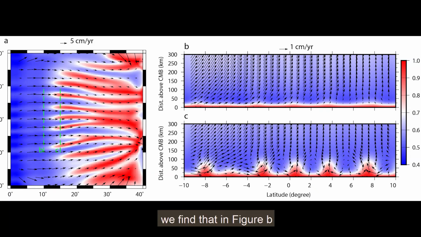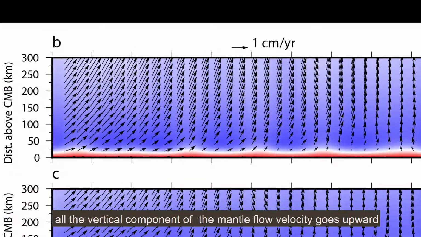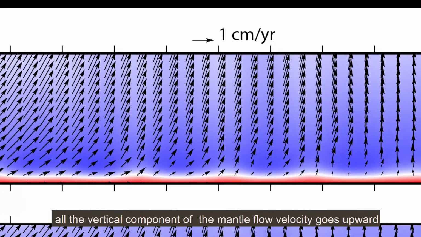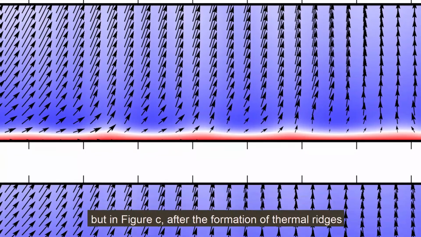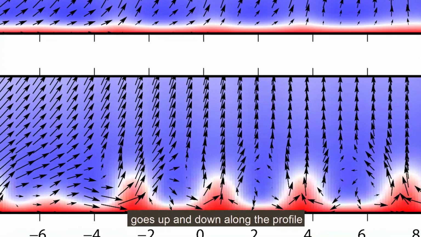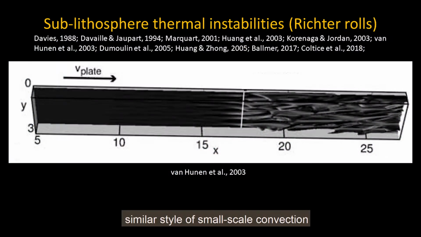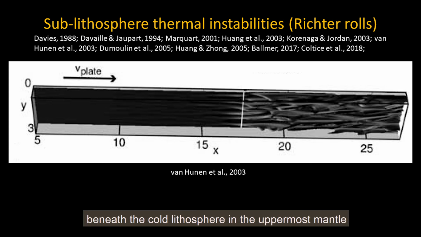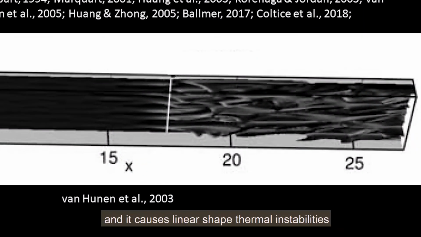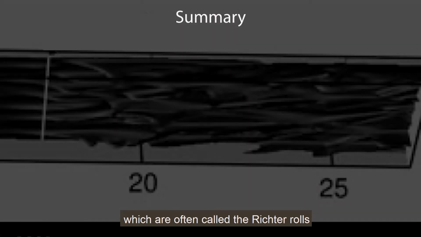We find that in Figure B, before the formation of thermal ridges, all the vertical components of the mantle flow velocity go upward. But in Figure C, after formation of thermal ridges, the vertical component of the mantle flow velocity goes up and down along the profile, demonstrating the development of small-scale convection. A similar style of small-scale convection has also been proposed before beneath the cold lithosphere in the uppermost mantle, and it causes linear-shaped thermal instabilities, which are often called Richter rolls.